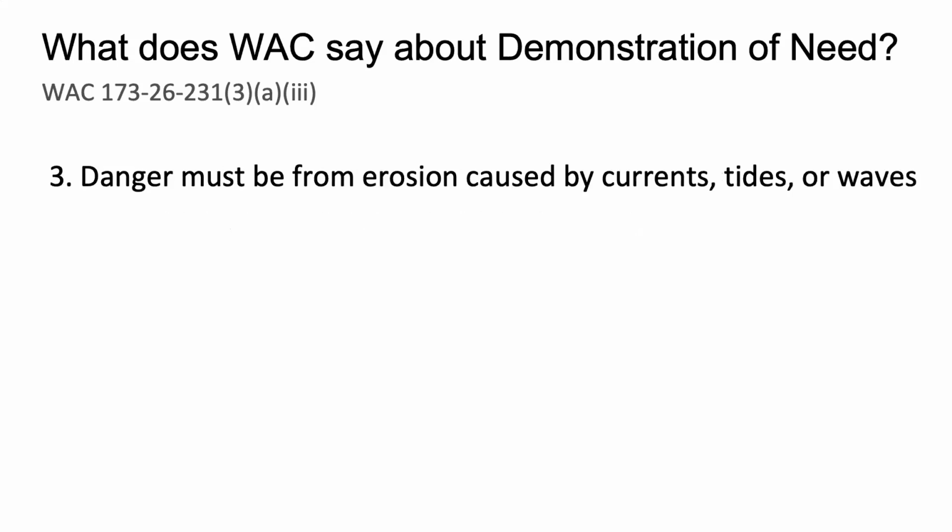Third, and very importantly, the danger must be from erosion caused by currents, tides, or waves. So the hazard must be caused by things actually happening on the shoreline. Upland issues, such as drainage, are not sufficient to justify stabilization. And as Corey was explaining, stabilization is not the correct tool to address those issues.